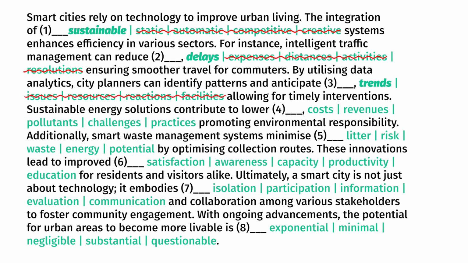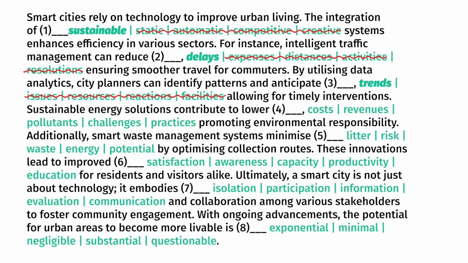So this one, we could look at the word before. So identify patterns. So that's a verb and a noun. And then we look at the next one. It's going to follow the same style. So anticipate trends. So anticipate is the verb, trends is the noun. And when we read them together, it feels right as well. So patterns and trends, they feel like they're connected to what a smart city would need to think about.